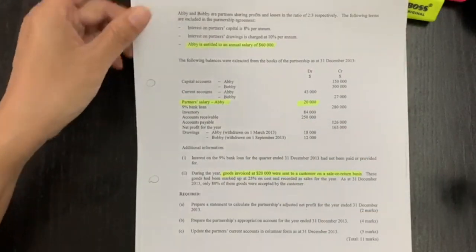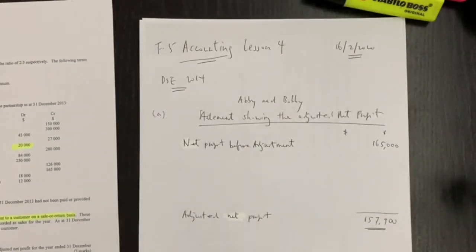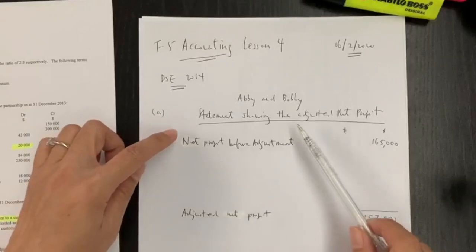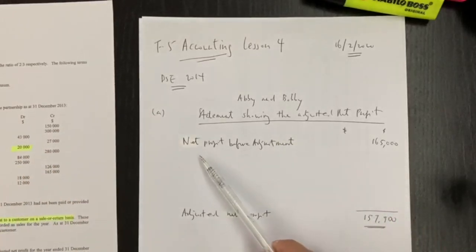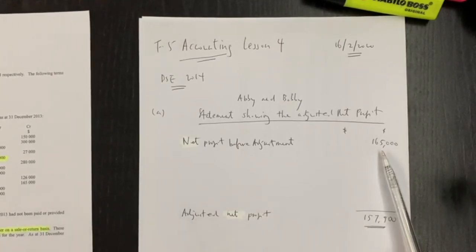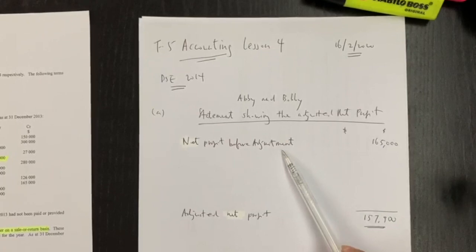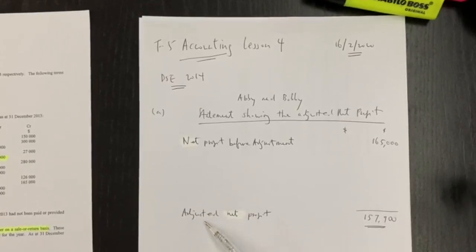Before I show you what we are going to do, I already have part A, which is the statement showing adjusted net profit. We start with the net profit of 165, which is the net profit before adjustments. Later on we need to do all the error corrections to get the correct answer, the adjusted net profit. So this is part A.